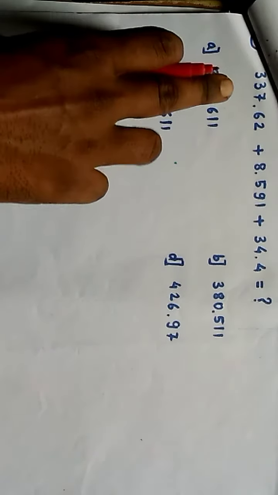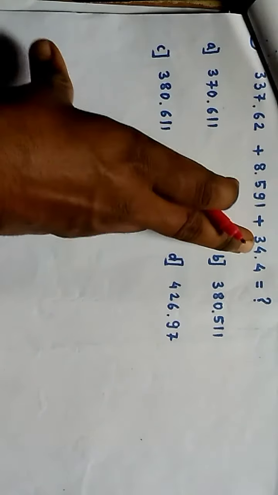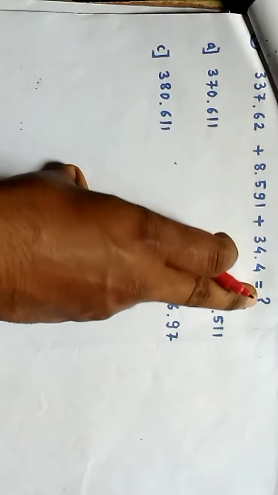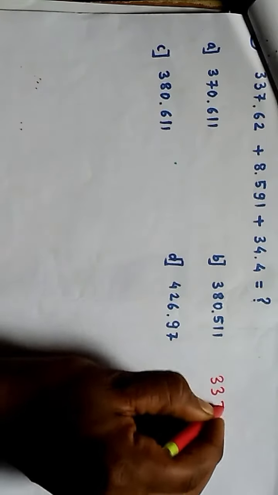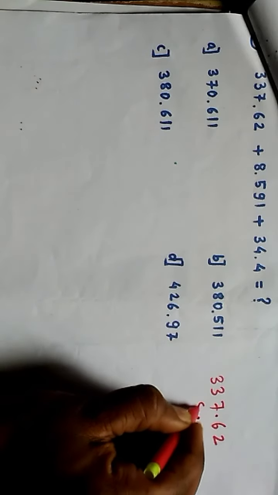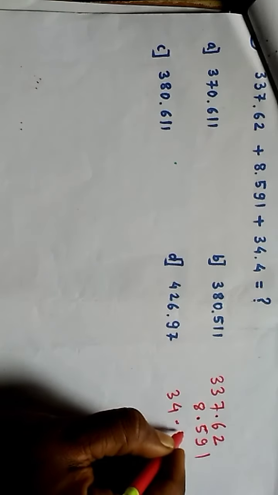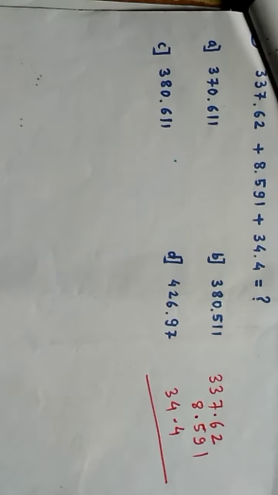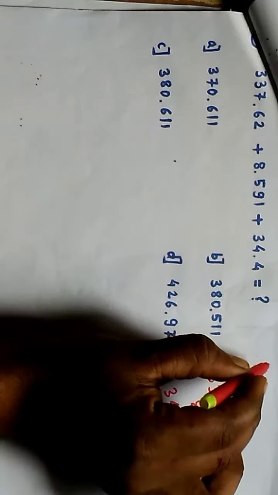So the next question: 337.62 plus 8.591 plus 34.4 is equal to what? This is simple addition only. 337.62, only keep in mind the decimal point in one column, so 8.591 here, 34.4 here. If you are confused, then you can put zeros here.